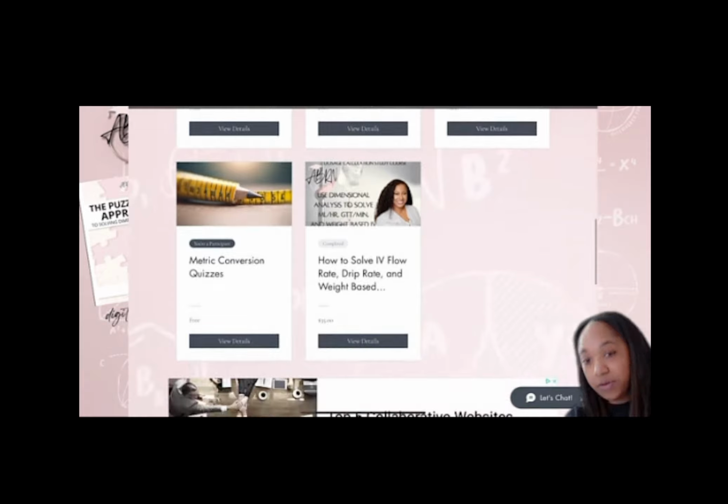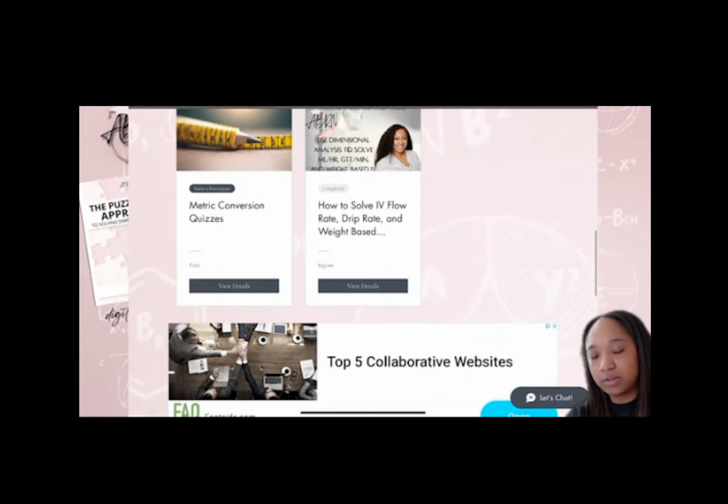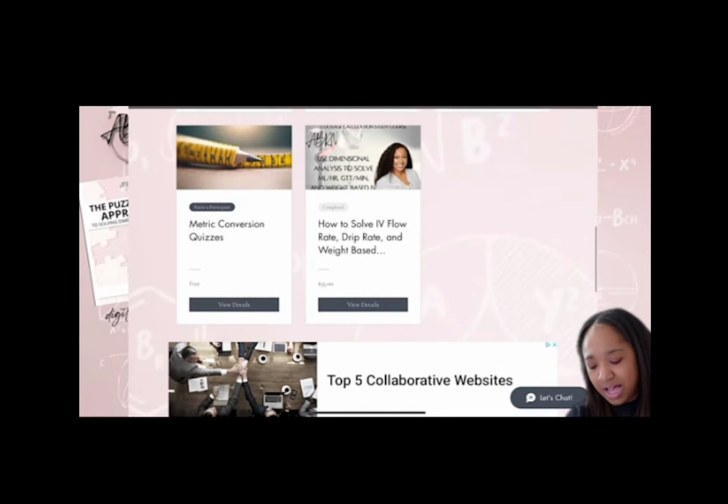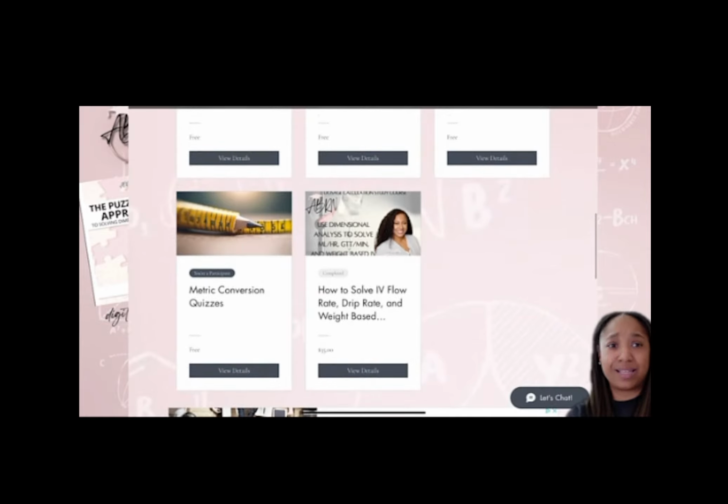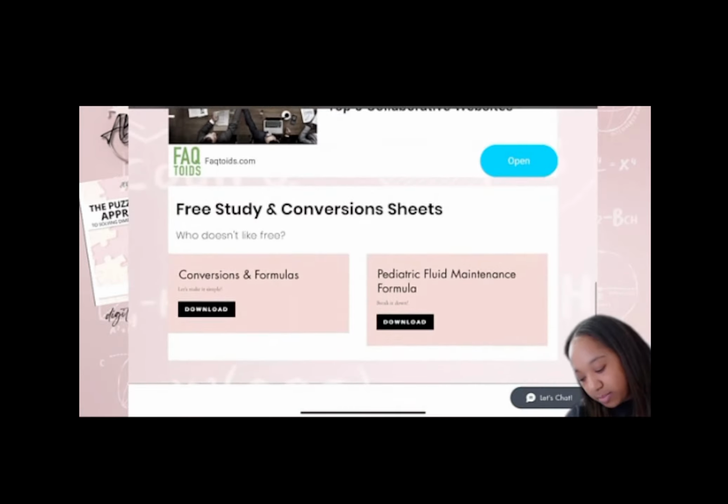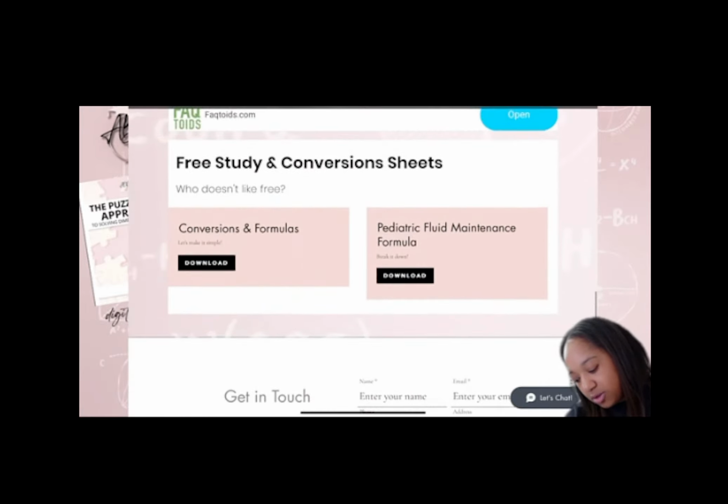And then if you are struggling with IV problems, drip rates, all of that, I have a whole course, and it's got different sections with videos, with quizzes on there as well. So that is available too. And then at the very bottom, you have your conversions and your formulas and your pediatric fluid maintenance formula.